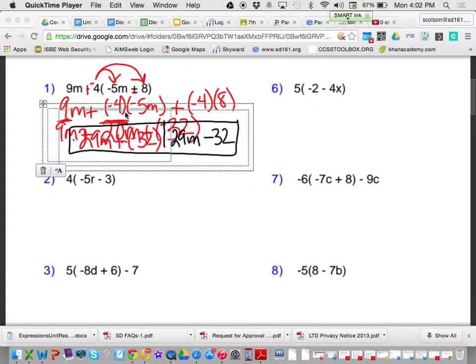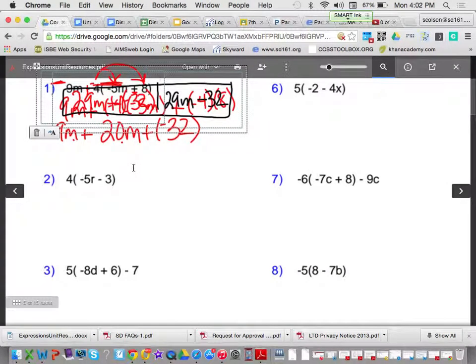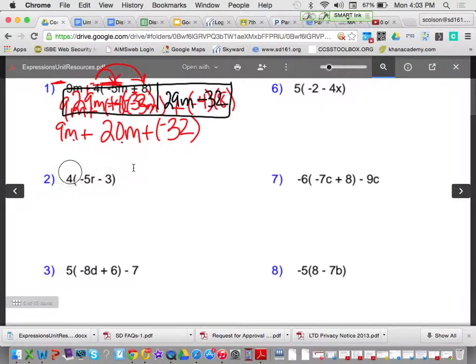All right, let's move some of this up out of the way here. You can pause it and go back if you need to. And I am going to move down to number 2. So I have 4 times, oops, I'm sorry, before I do that, it's my own rule. I'm going to go through and turn every minus into plus a negative.